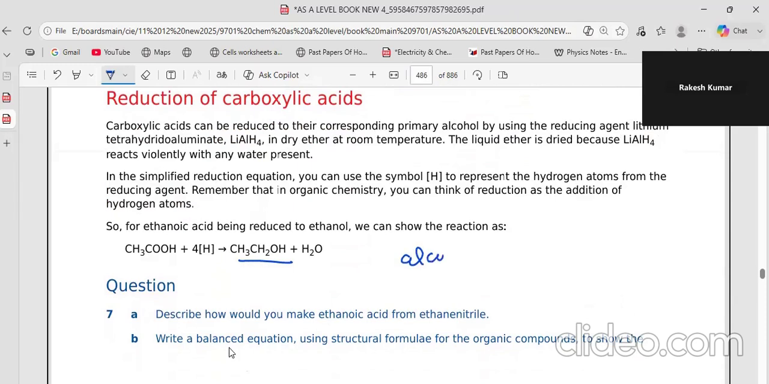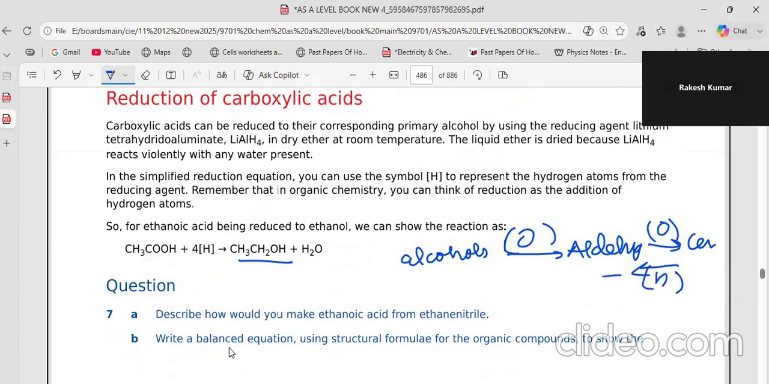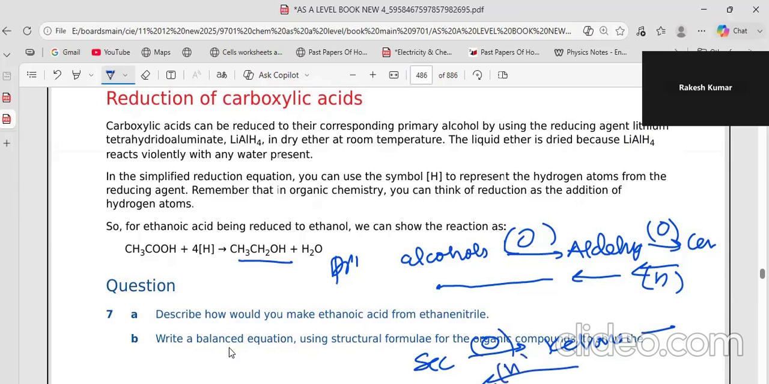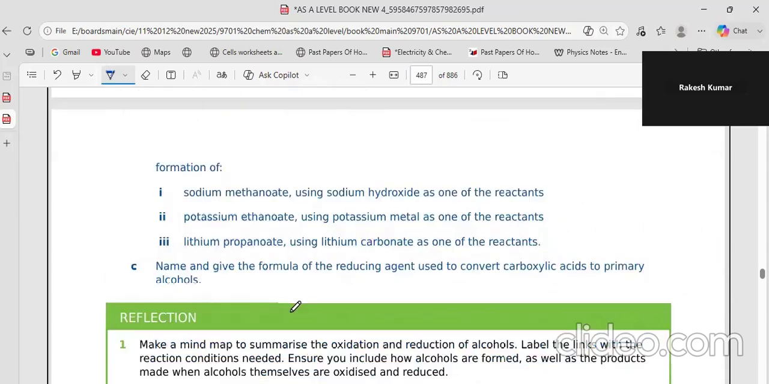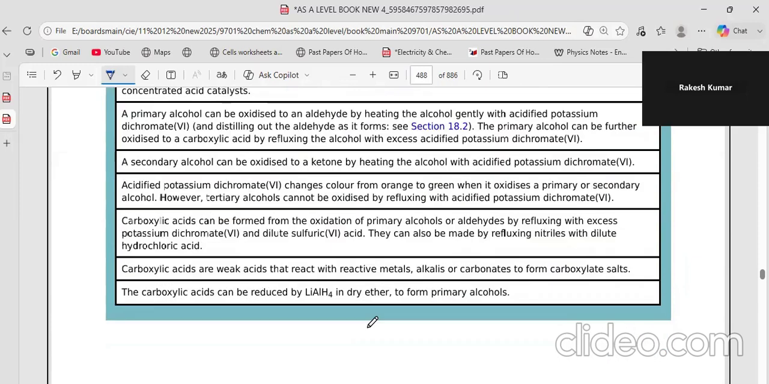So alcohols convert to aldehydes, the primary, and convert to carboxylic acid on oxidation. If you start reducing it, it will convert to aldehyde and then to alcohol. This is the primary alcohol. Secondary alcohol will turn to ketones, but the ketones won't further oxidize, so they will end here. And you can reduce ketones to secondary alcohol. And tertiary won't oxidize because of the absence of hydrogen. This is the summary of the chapter, alcohol.